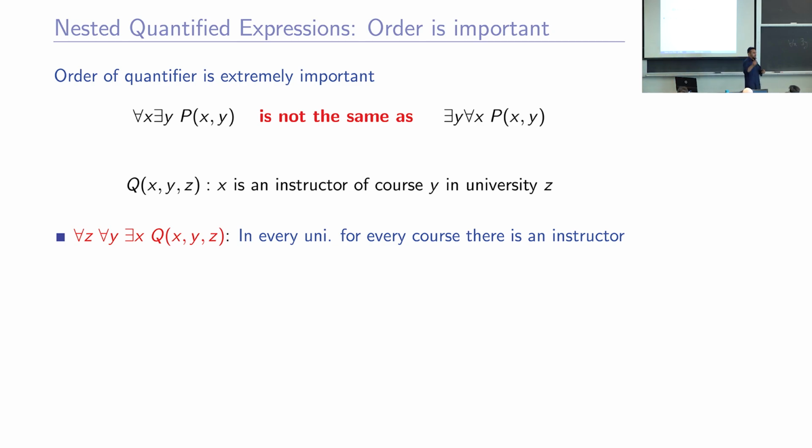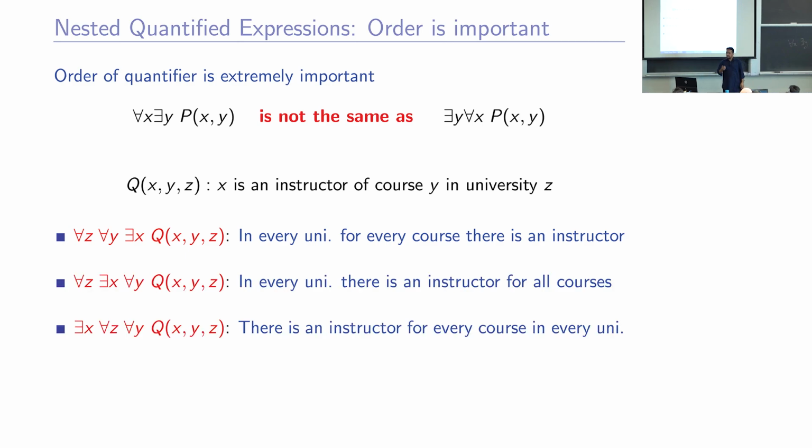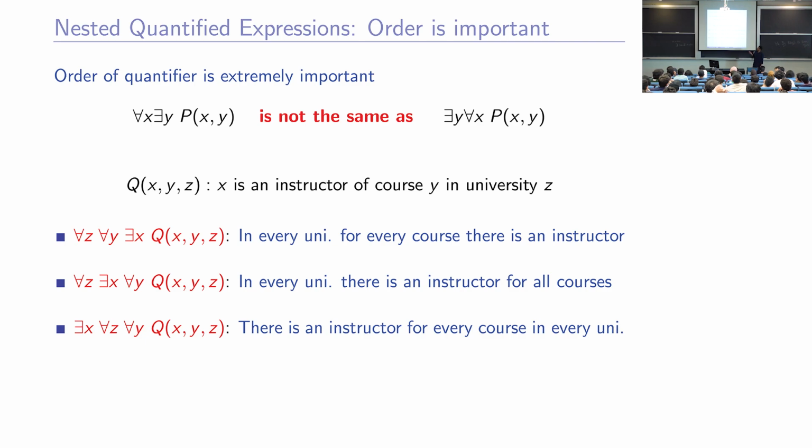You can just play with this thing. I'm giving you three things, for three variable quantifiers. For all z, for all y, there exists x, Q of x, y, z, right? So z is a set of universities. So in every university, for all courses, there is some person who teaches that. Most probably a true statement, right?